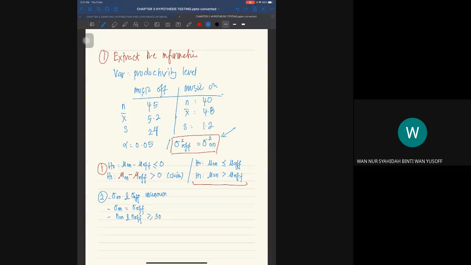So we use the formula with the z-test and also Sp. For the z-test here, the x bar, which one minus which one? On minus off. So the z-test cannot contradict your hypothesis. We have to follow the hypothesis. The hypothesis we already decided on first, so when we calculate the test statistic, it has to be on first.